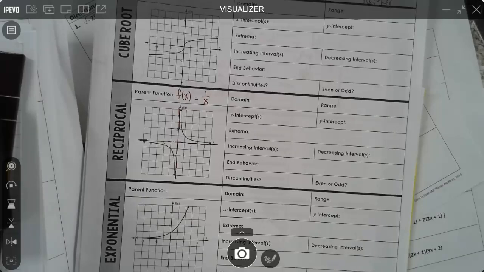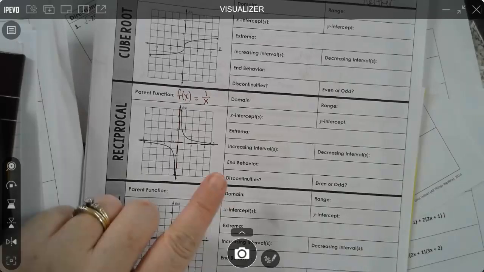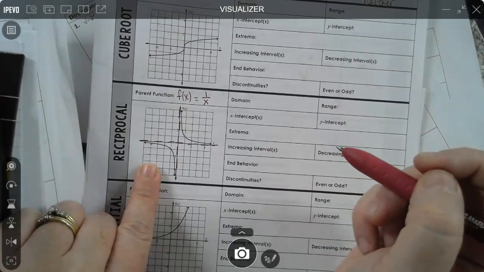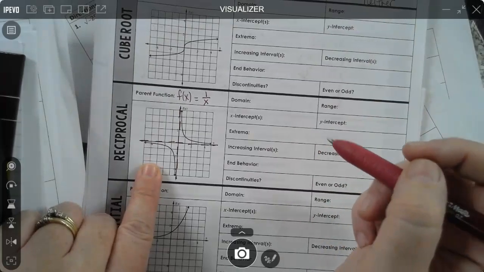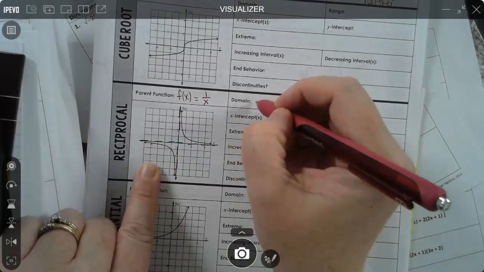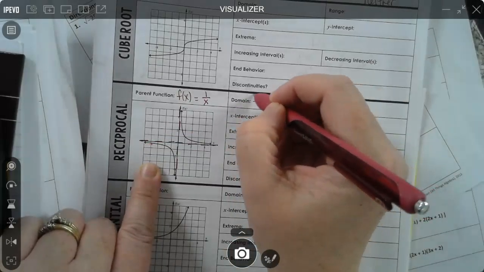All right, domain here, left to right. Be careful when you answer this. Left to right, furthest left it goes is what? Negative infinity. So I'm looking at this piece right here, because that's the furthest left piece. So I got negative infinity.